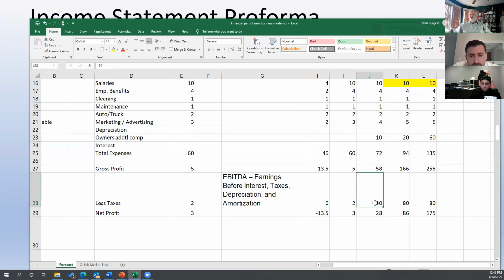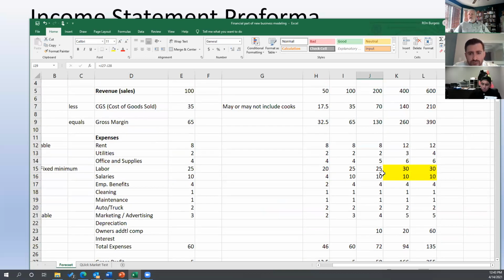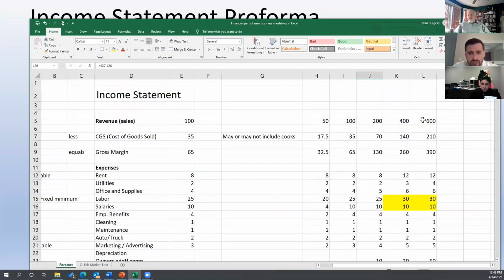Those are real in the sense that your taxes you have to pay cash for. Amortization and depreciation are tax items, which help, not hurt, your income, but you still have a lot of taxes to pay. So by the time you're done, maybe you've got 28,000. Then what you do is you say, okay, let's go to 400 and 600, and what happens? Same kind of ratios happen.